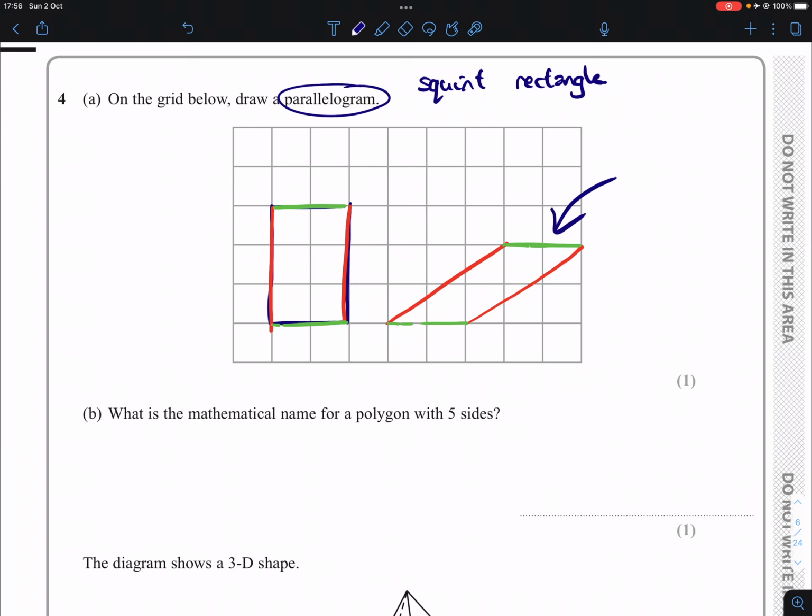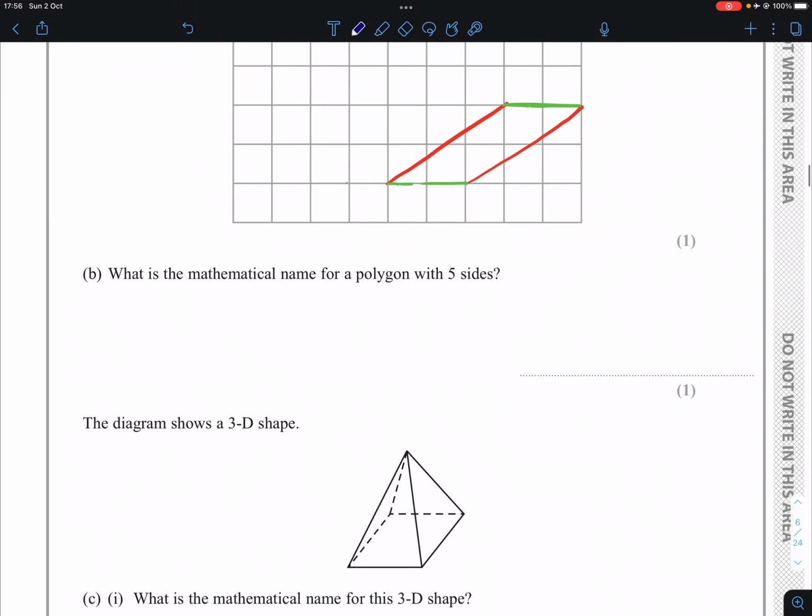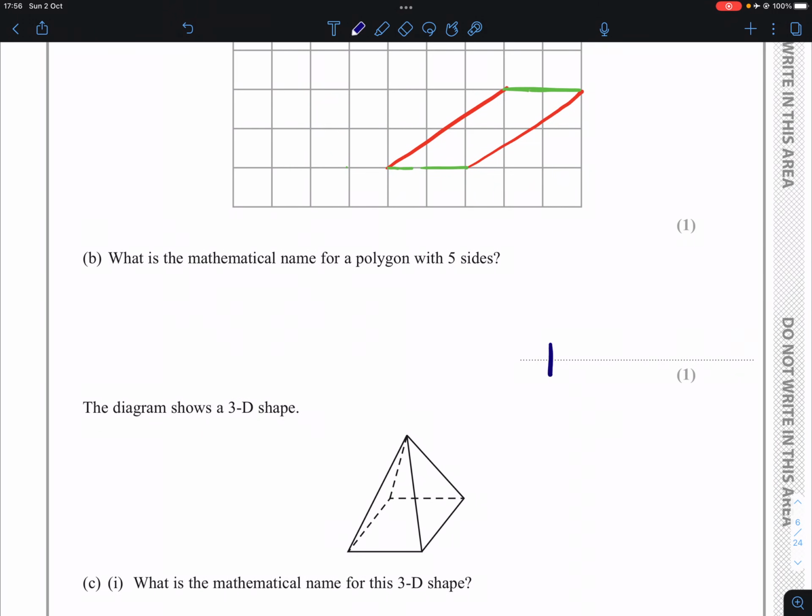Now the size of it doesn't matter. As long as it looks like a squint rectangle, as long as it has the pair of opposite equal length parallel sides, like I've highlighted in green there, and then the other two sides have also got to be equal in length, have also got to be parallel, then you'll be okay. So let me just erase the original because it just wants the parallelogram in the diagram, and that's part A. Part B, what is the mathematical name for a polygon with 5 sides?